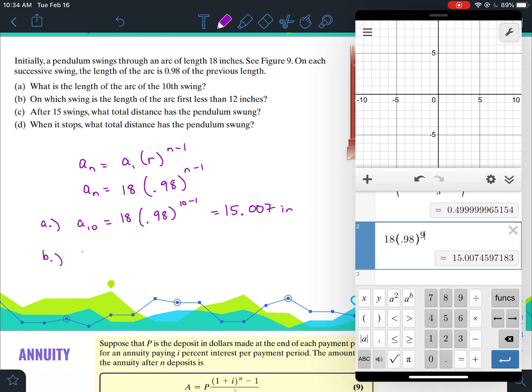On which swing is the length of the arc first less than 12 inches? So we want 12 to be greater than 18 times 0.98 raised to the n minus 1 power.